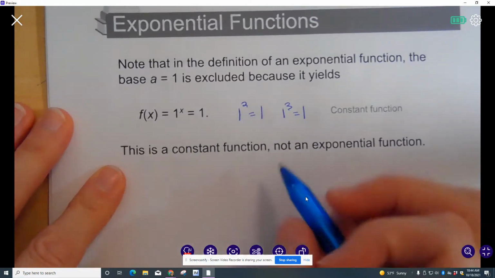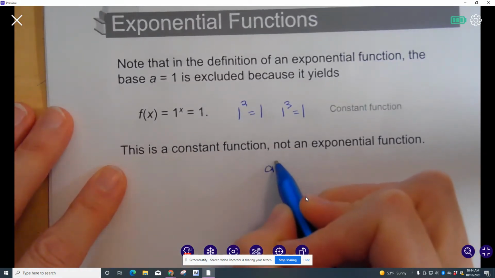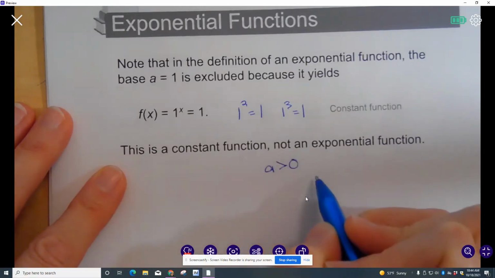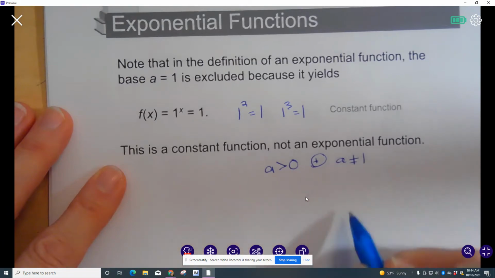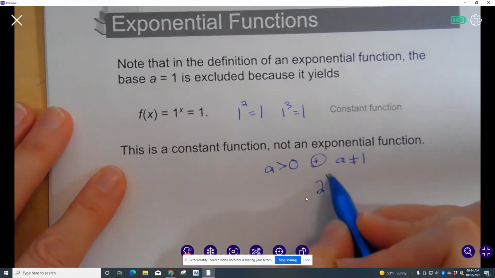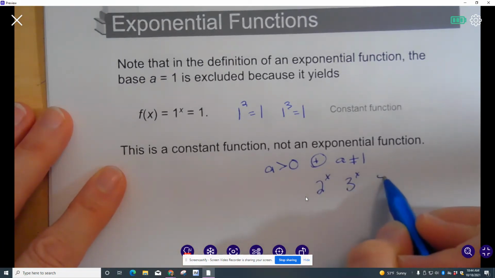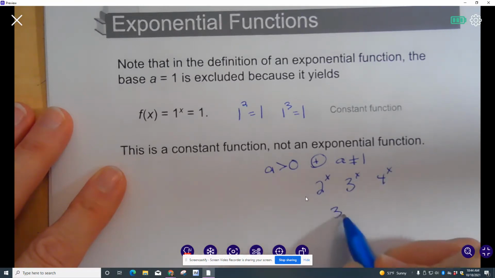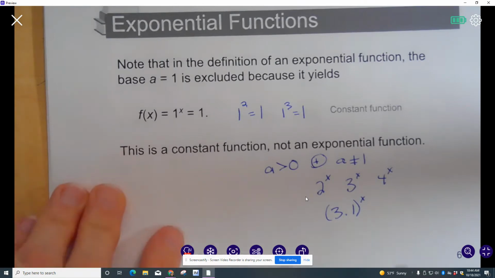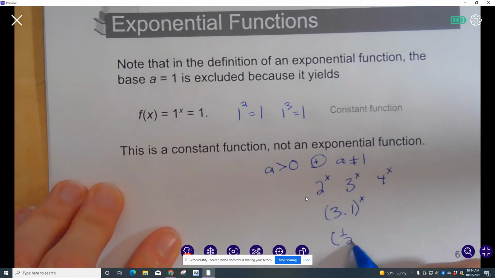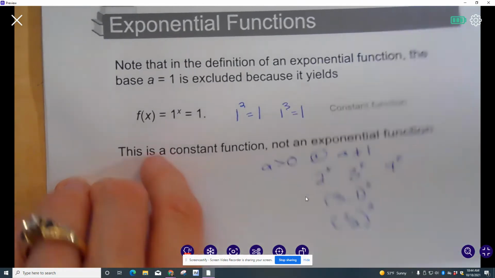So that's why we say a must be greater than 0, which would mean it's positive, and a cannot equal 1. So they're going to look like this: 2 to the x, 3 to the x, 4 to the x. They could be a decimal, 2.1 to the x. And they actually could be a fraction. All right.